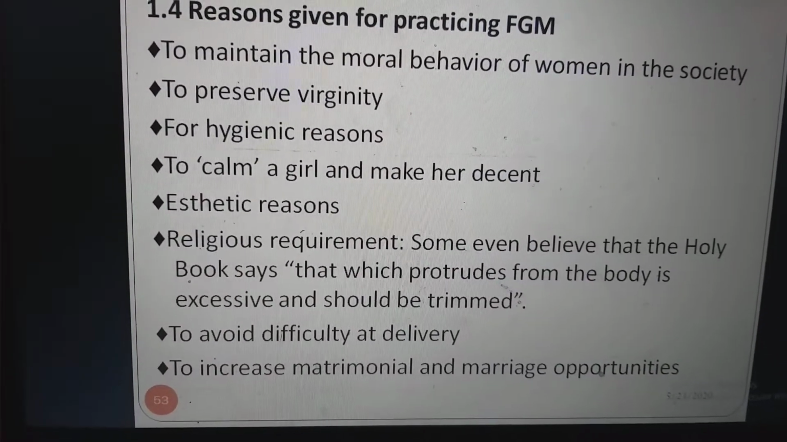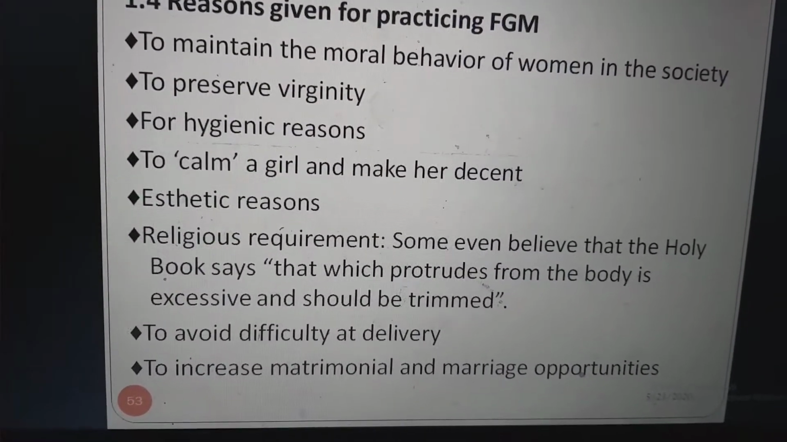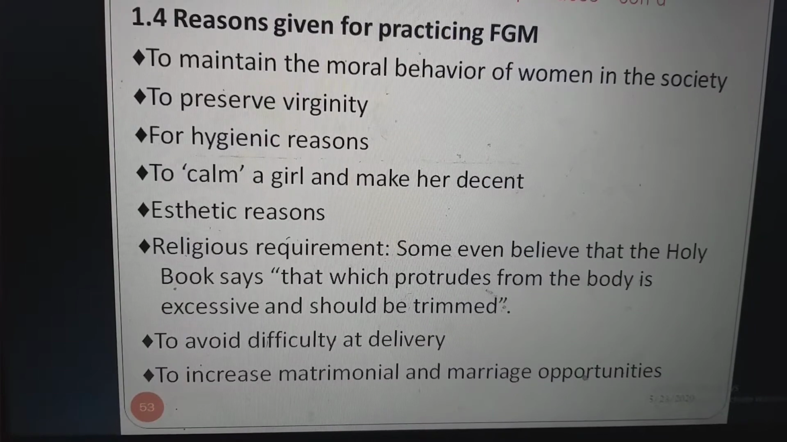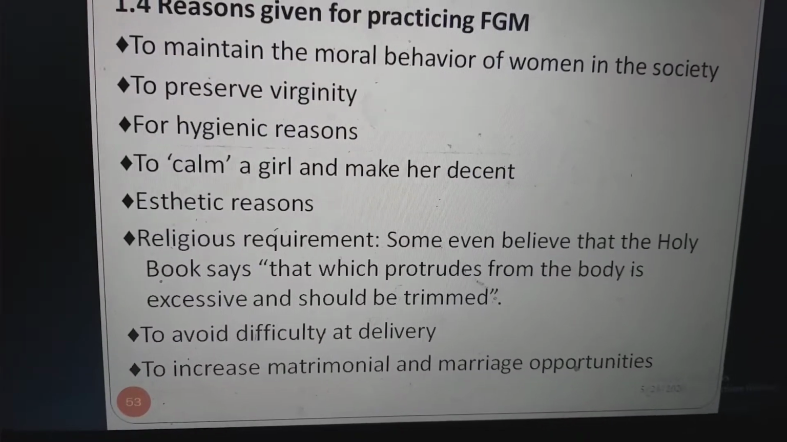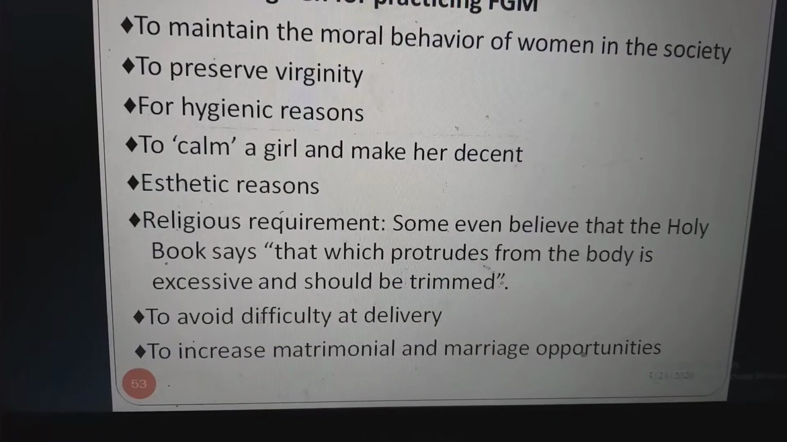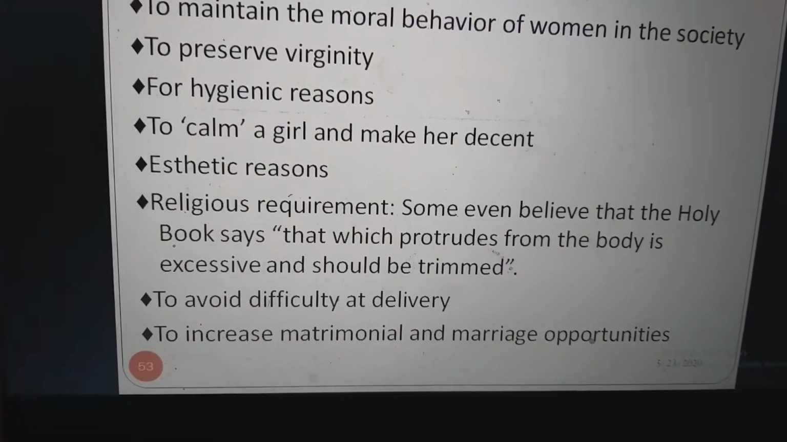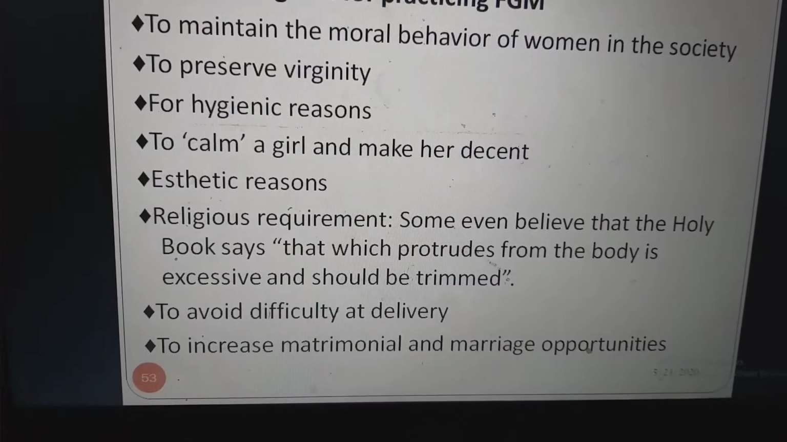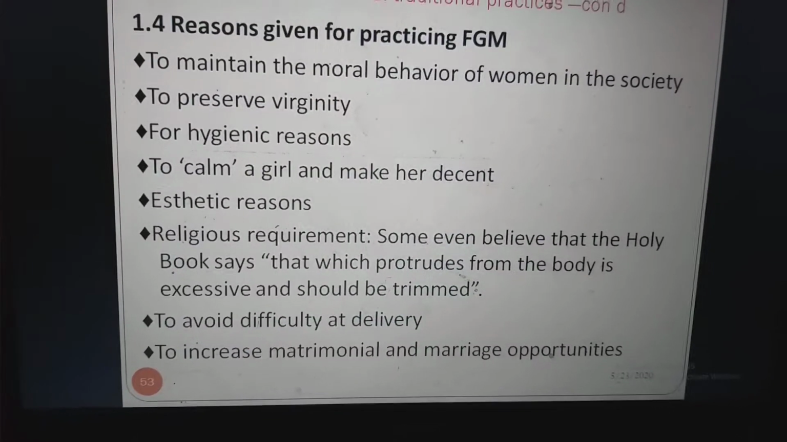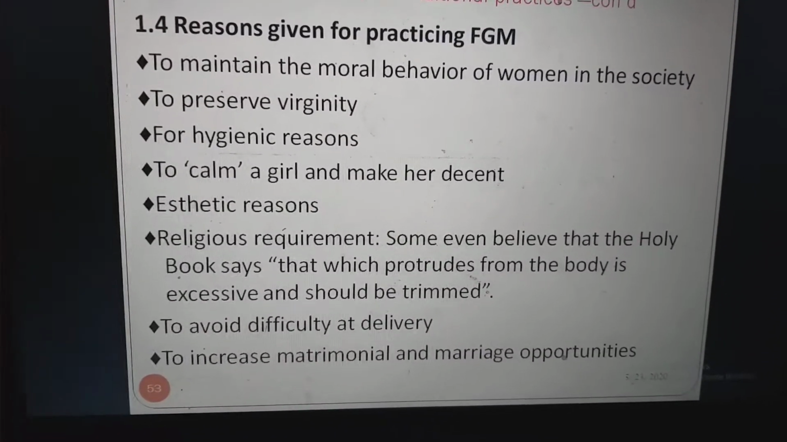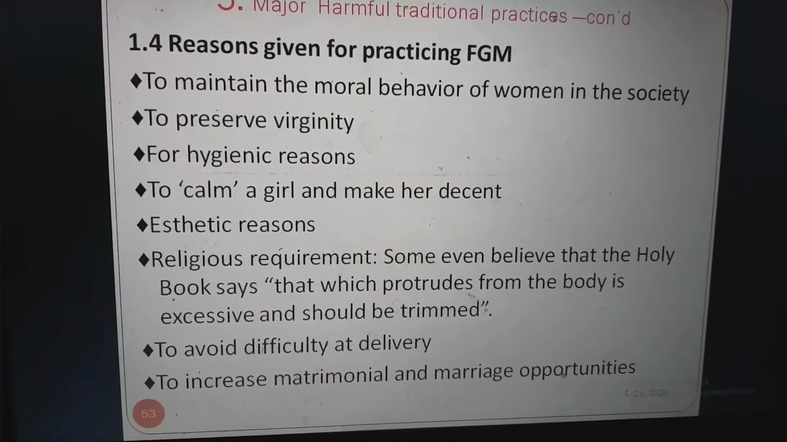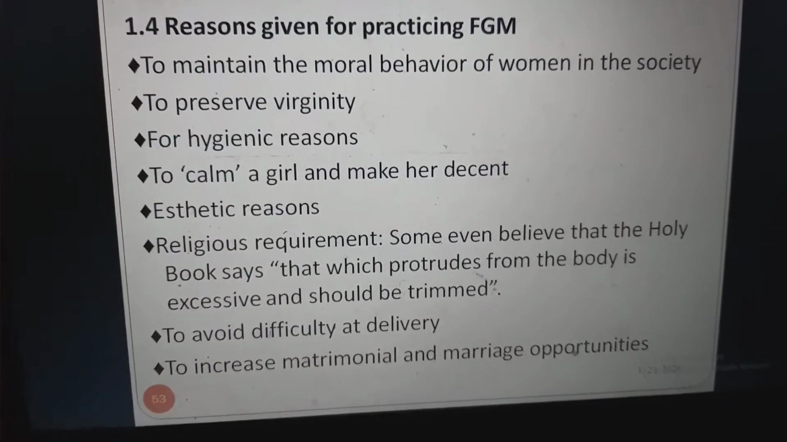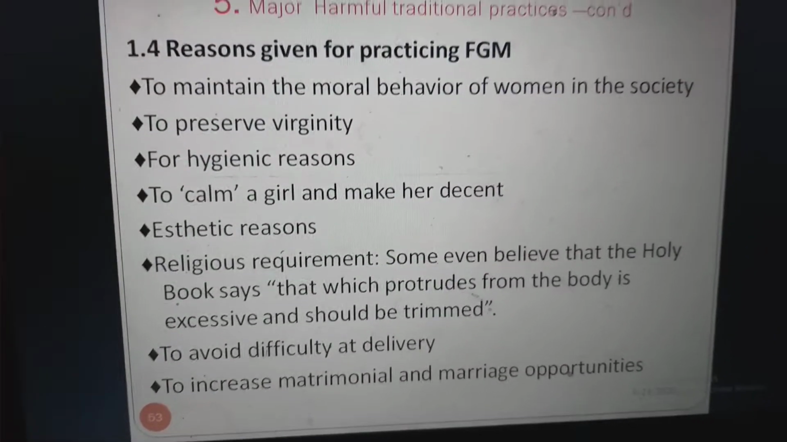Aesthetic reason. Religious requirement. Some even believe that the Holy Book says that which protrudes from the body is excessive and should be trimmed to avoid difficulty at delivery, to increase matrimonial and marriage opportunities. So these are the major reasons which are nowadays totally not acceptable. These have no relation with Quran or with Bible, but our communities simply culturally accept and practice them.